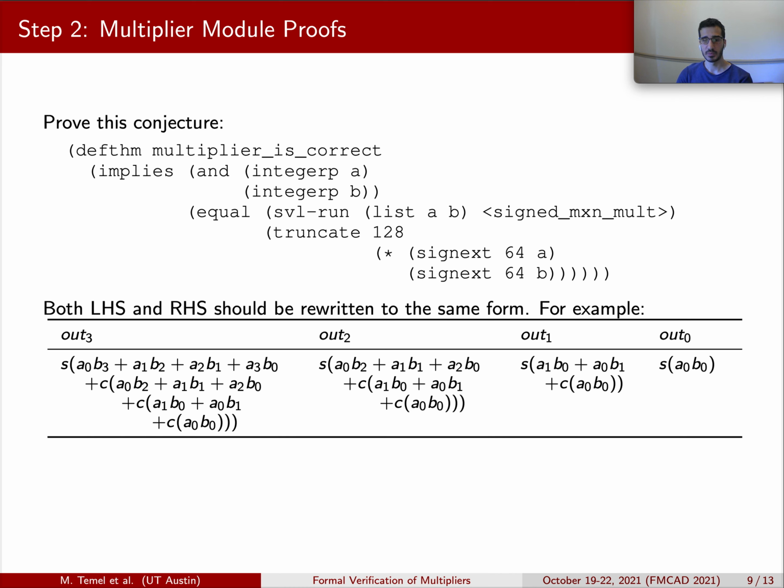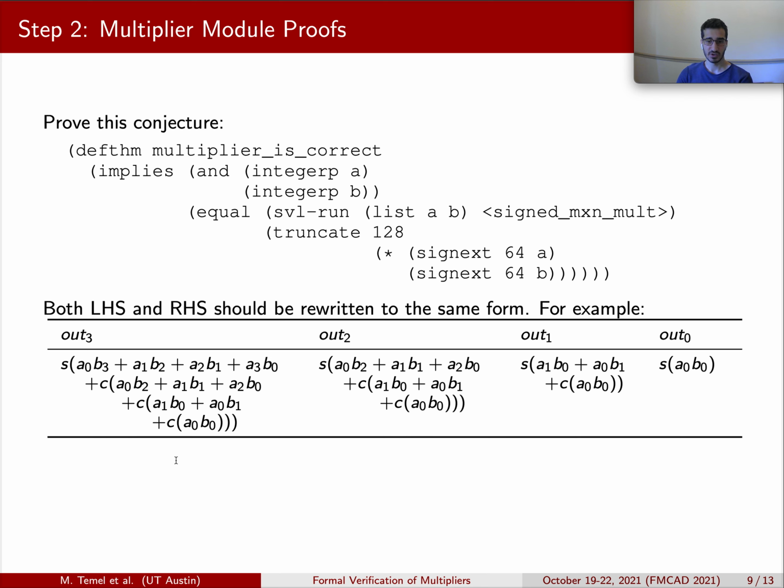The least significant output bit, out0, is a summation of the first column of partial products, which is only one bit, A0, B0. The second output bit, out1, is mod2 of the summation of the second column, plus the carry from the previous column, and so on. This form is proved to be equivalent to the built-in ACL2 multiplication function.